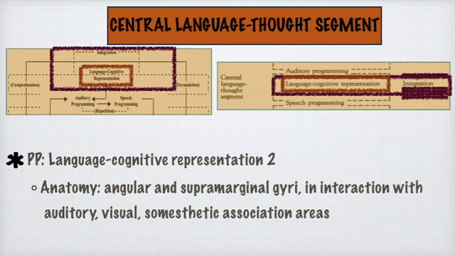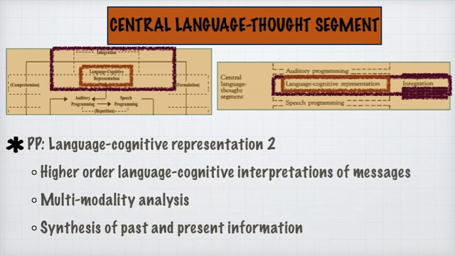Again, reflect on this area, association area. I'm pretty sure it's Wernicke's area. So it might give you information on what happens here. So it's the higher order language cognitive interpretation of messages. So, that was the multimodality analysis. Earlier I said that it's not just speech input, but as well as the environment, the sensory input you take in. And this part is the synthesis of past and present information.